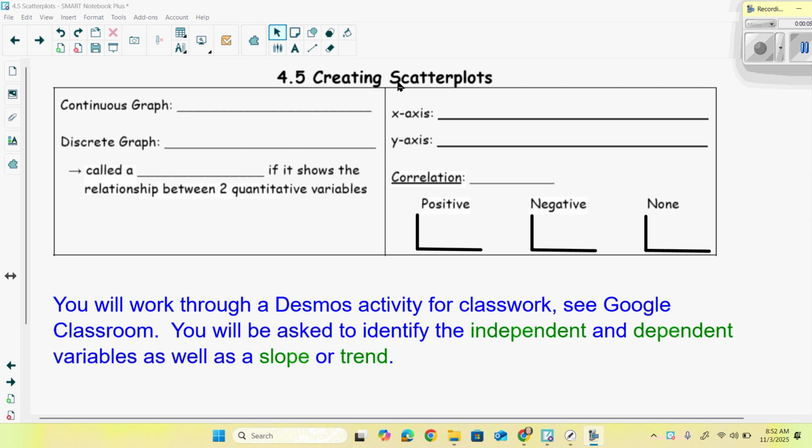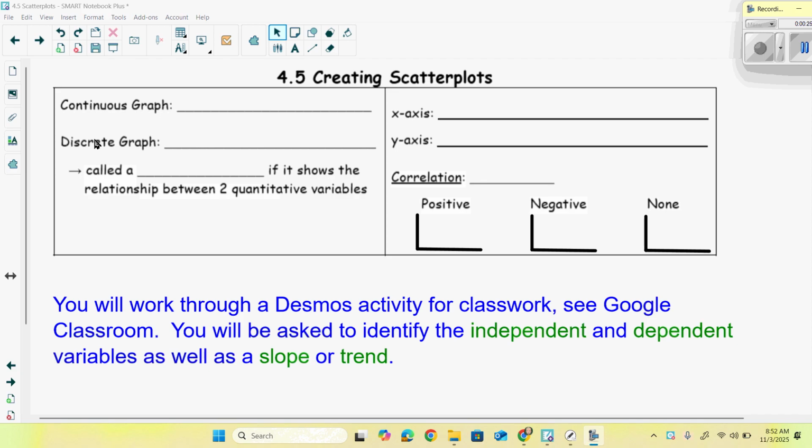We had a work day in there, but we are going to look at how scatter plots are created, and then tomorrow we'll look at how to interpret them. So be prepared to better understand what a scatter plot is and how it might be used in today's lesson and tomorrow's lesson. So to start with, let's talk about what a graph might look like.